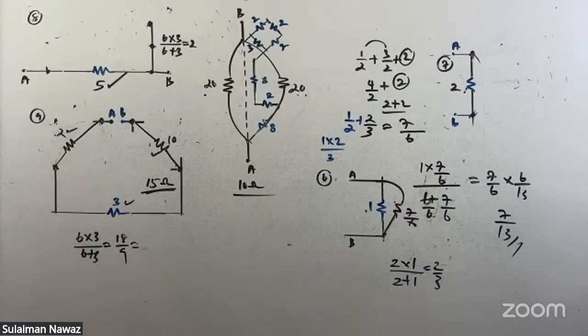Now write down a small story. The topic: finding the equivalent resistance of a network. First point, write down.